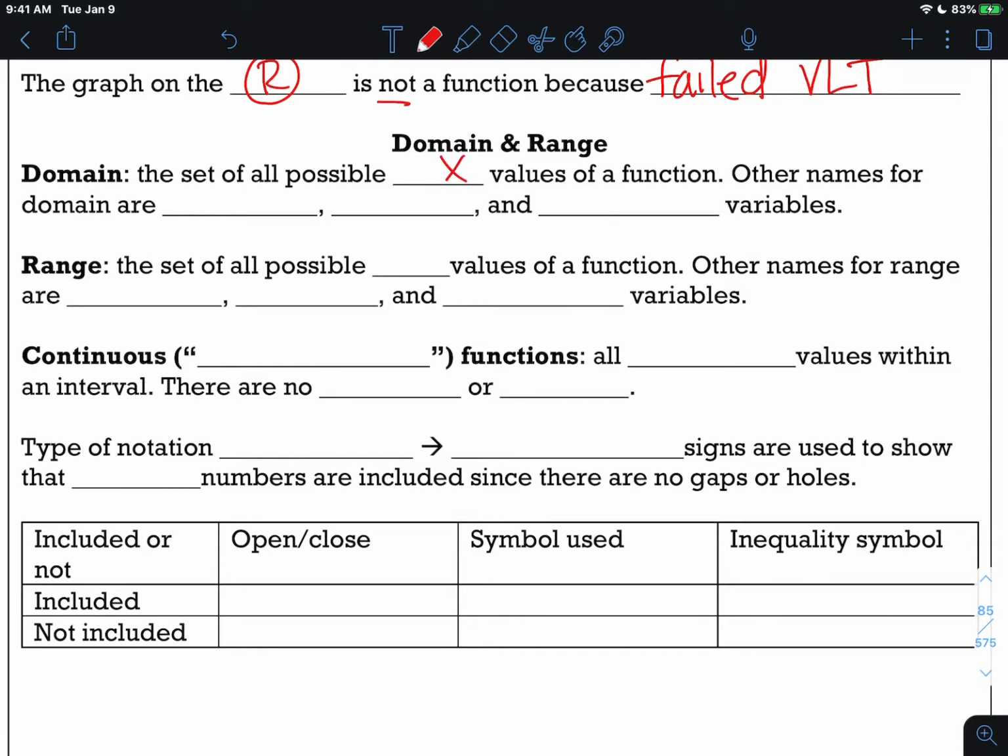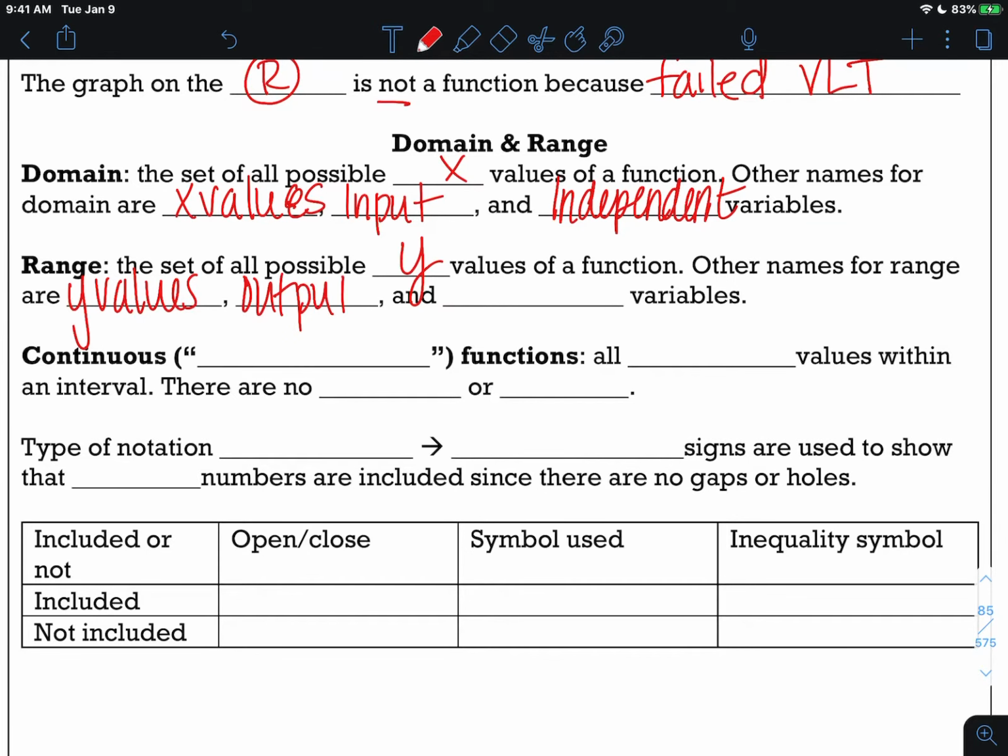My domain is the set of all possible x values of a function. Other names for domain are x values, input, and independent variables. Range is the set of all possible y values of a function. Other names are output and dependent.